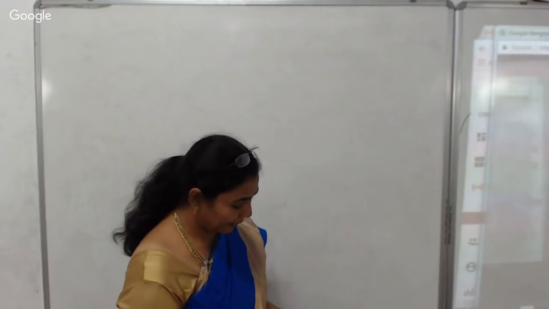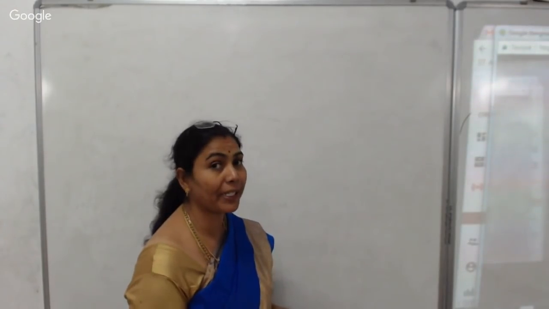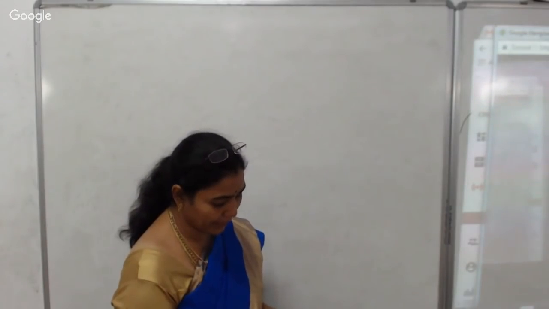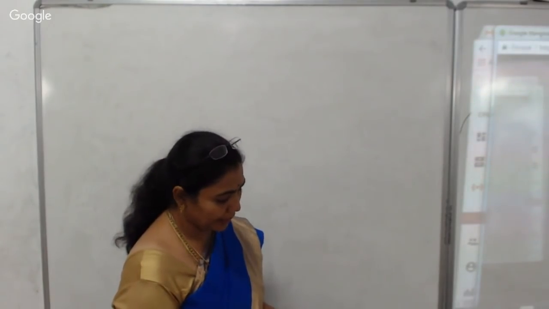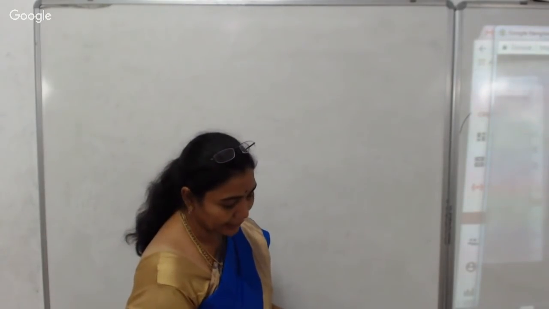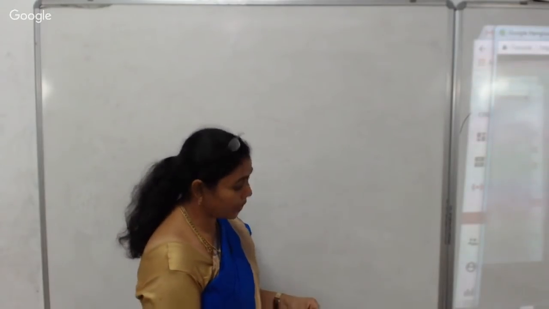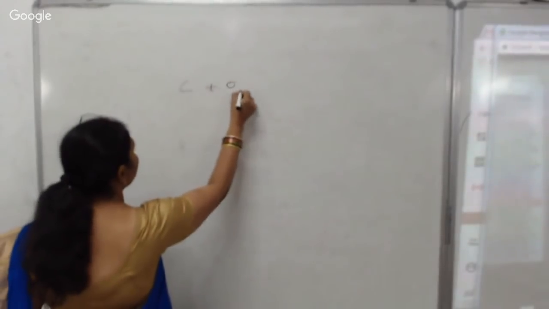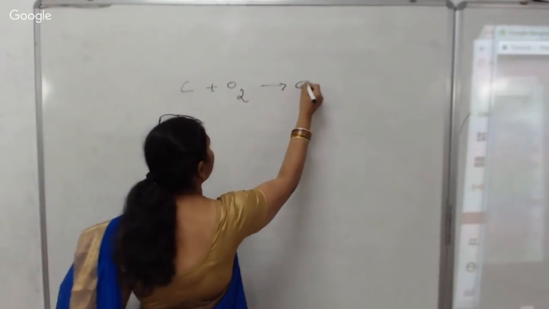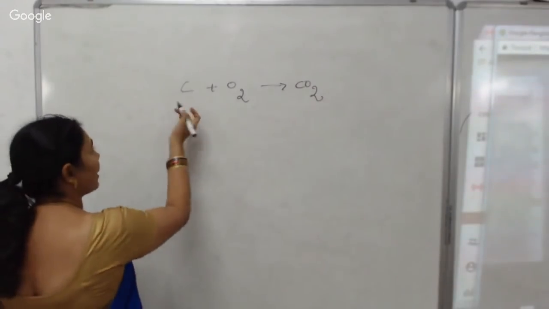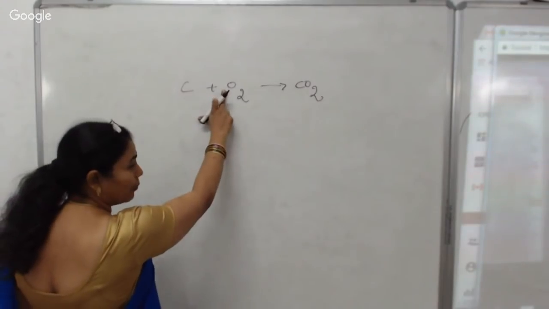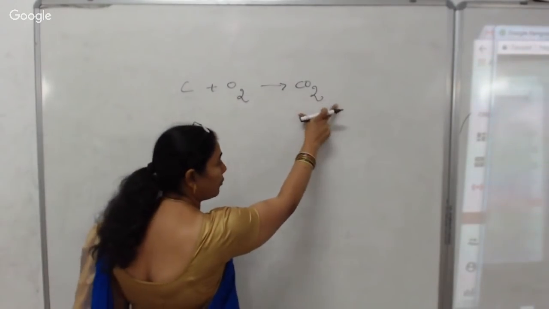1.4. I will read the question, but the first part, the stoichiometric calculation, I already completed. Calculate the amount of carbon dioxide that could be produced when 1 mole of carbon is burnt in air. So write the equation: how will you get the carbon dioxide? Carbon plus oxygen gives carbon dioxide, right? In terms of number of moles, how will you explain it? 1 mole of carbon is reacting with 1 mole of oxygen and you will get 1 mole of carbon dioxide.